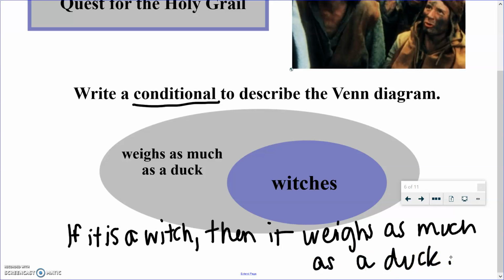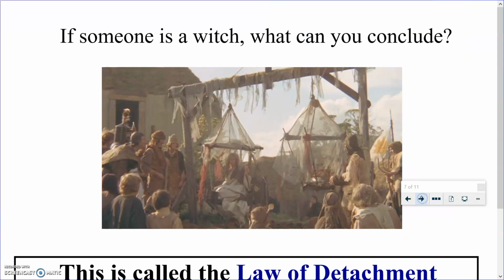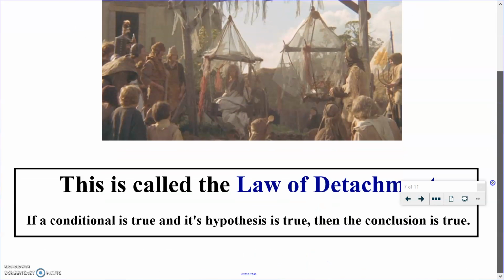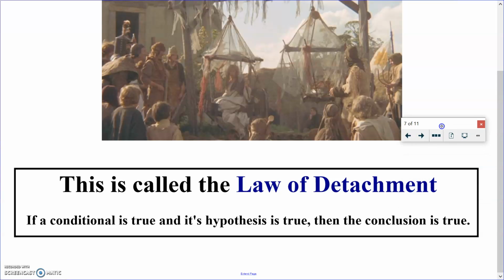Okay, so if it's a witch, then it weighs as much as a duck, and that describes this diagram here. Using that statement, if someone is a witch, we can conclude that they are a duck. Okay, and that's called the law of detachment.